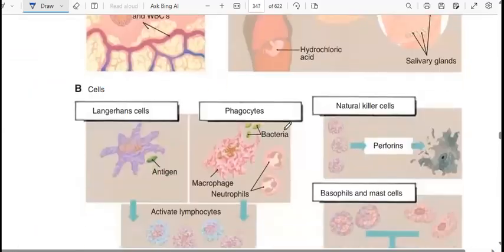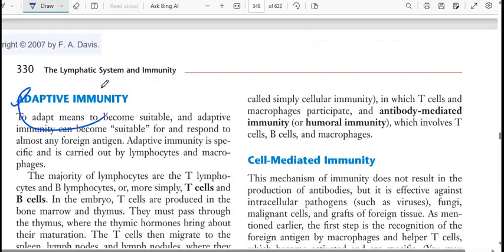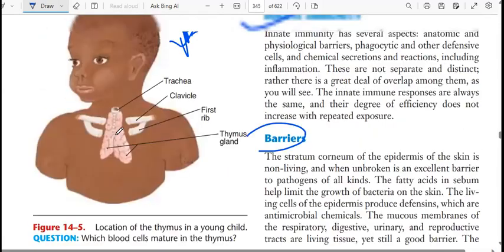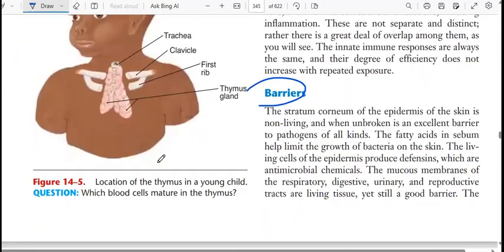Okay, next we have adaptive immunity. We'll talk about this later in the coming class. Okay, if anyone has any doubt, they can ask.